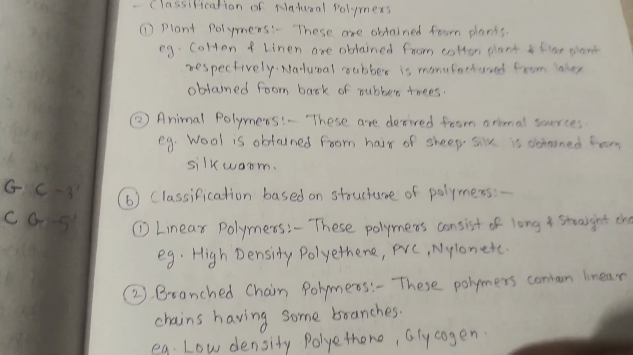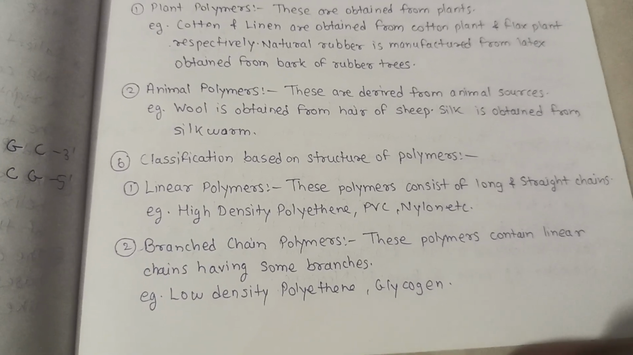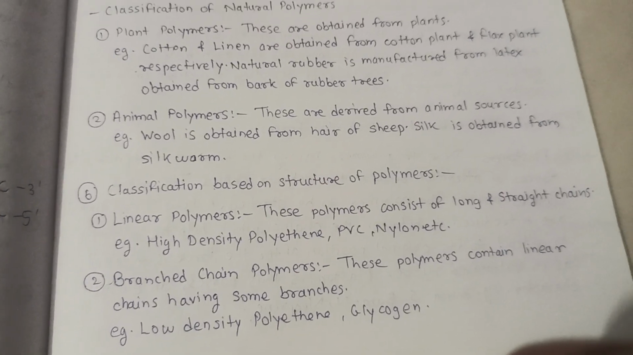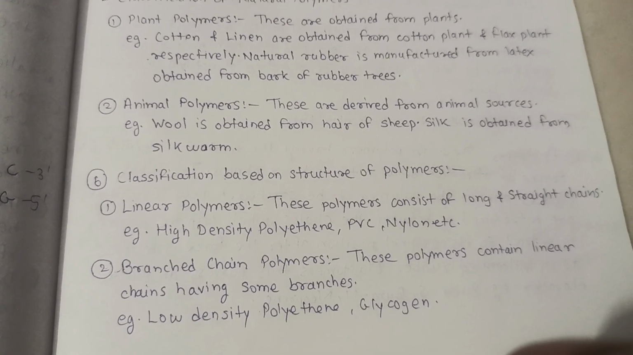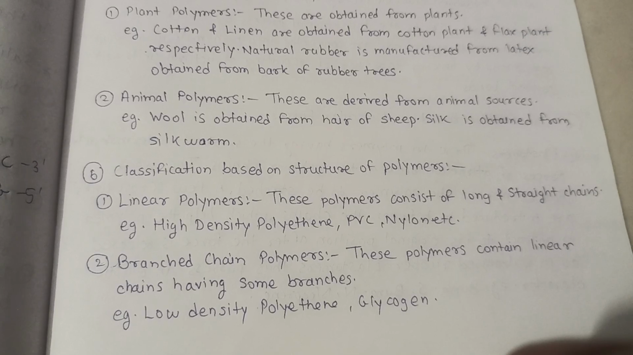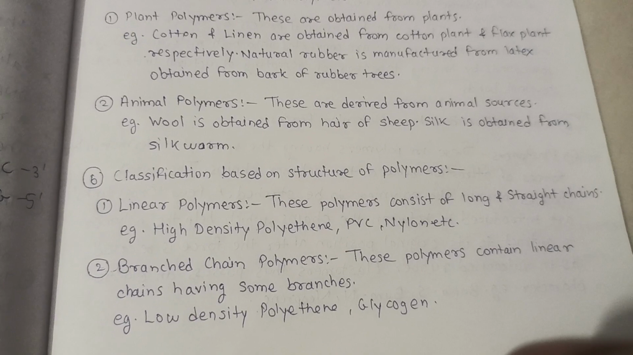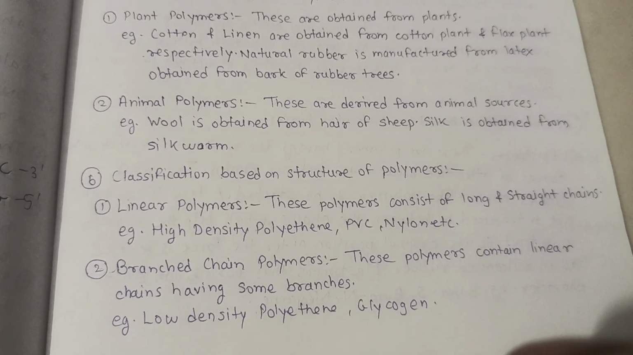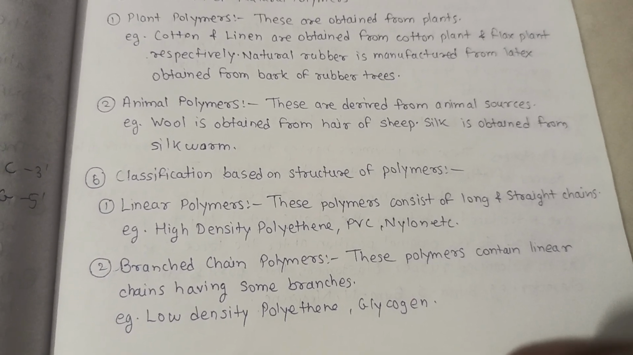And now, classification based on structure of polymers. So this is B classification. First is linear polymers. This polymer consists of long straight chains. Example: HDPE, high density polyethylene. Generally we call it plastic, used in buckets and all. PVC, polyvinyl chloride, nylon, etc. So these are the polymers having long and straight chains. There are no branches involved in it.